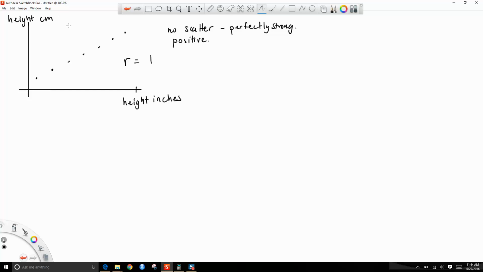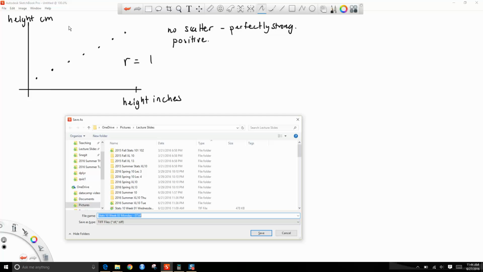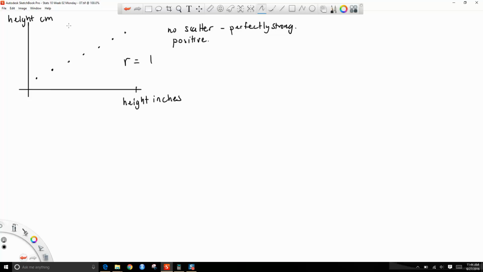Another way we could talk about strength is how well can we predict one based on the other. If I give you someone's height in inches, how well can you predict their height in centimeters? You can get it perfectly right. All you have to do is multiply by 2.54 or something like that. You just multiply by some number and you'll get the height in centimeters perfectly right. So if you have one variable, you can get the other one perfectly, and there's a positive trend there.